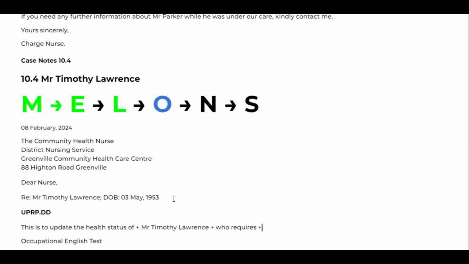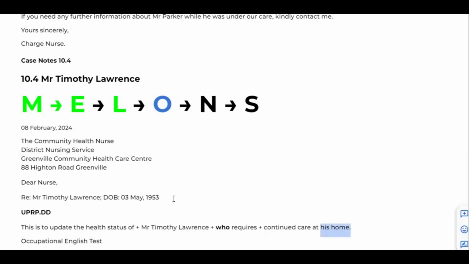Remember, every style doesn't need this "who", and this "who" is a very dangerous thing, okay? But for the UPRPDD style, we need the "who requires". Then P stands for purpose. What is purpose? Continued care, care at his home.